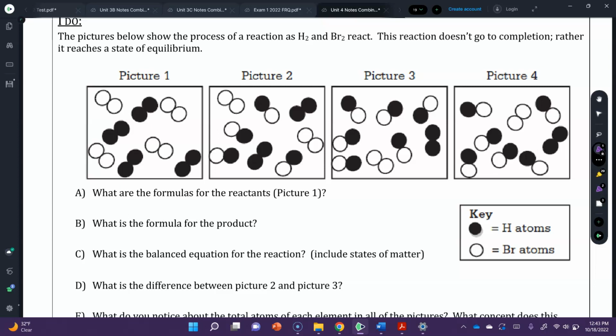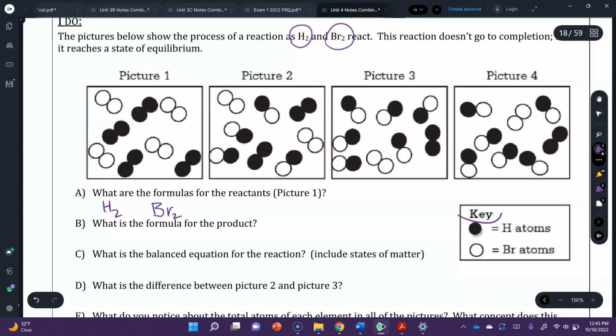So the formulas for the reactants in picture 1 are given to us actually, and that is just hydrogen gas and bromine gas. You can use the key that is given as well to determine that. The product formula, which would be in pictures 4 and 5, we see we have something new that is made, and that has a dark circle and a white circle. So that would be one hydrogen atom and one bromine atom, so HBr.